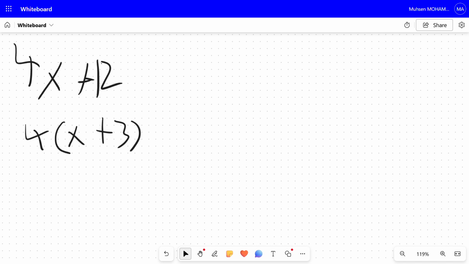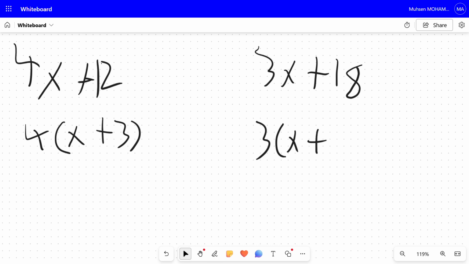Another example of this is 3x, for example, plus 18. Here, the greatest common factor between the two would be 3, as both of the two numbers can be divided by 3. So I can put 3 down here, then open a parentheses, and whatever's left over, x, I'll put it right here, and then 18 divided by 3, which is 6.